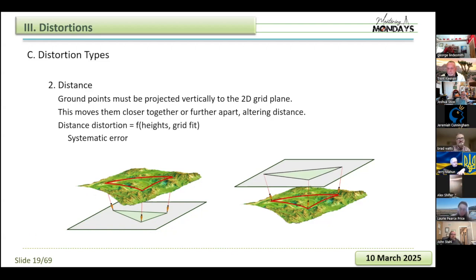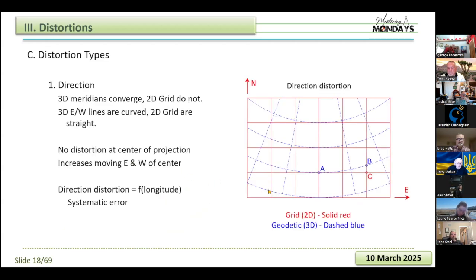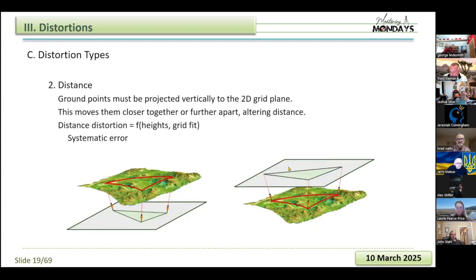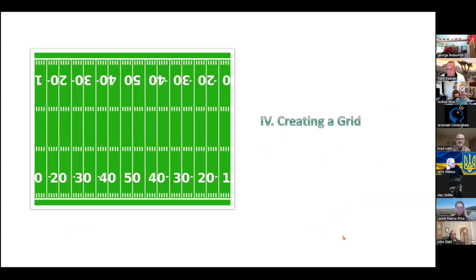If my projection is above my Earth's surface, then I'm going to be projecting along those converging lines up, and it's going to make those distances further apart. That's what we refer to as scaling. So here's our distance distortion and our angle distortion. This we saw was a function of longitude, so it's systematic. This is a function of elevation and location, so that's also systematic, so we can compensate for them, okay?